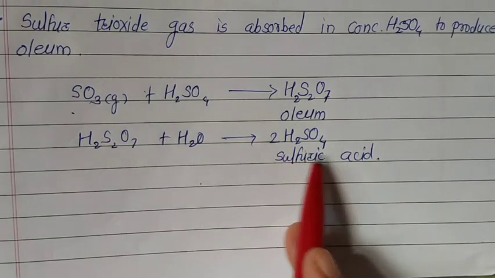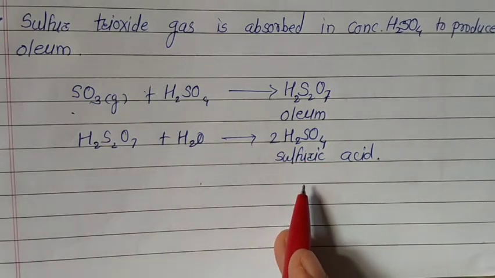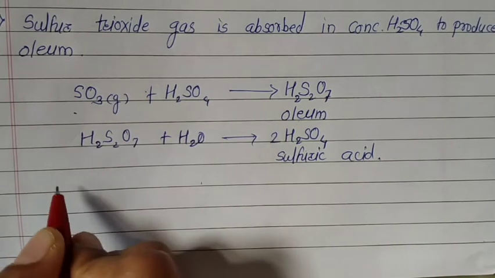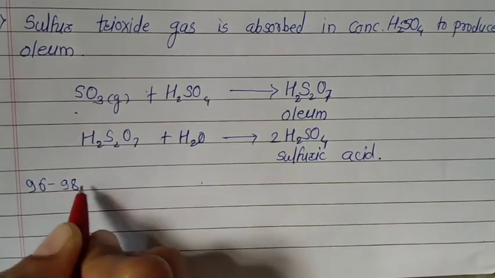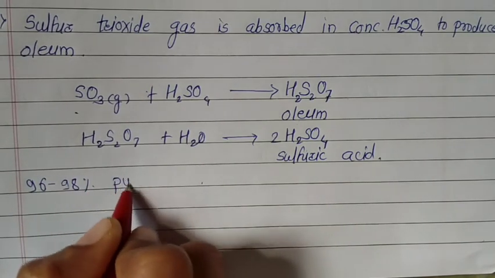The sulfuric acid obtained by the contact process is 96 to 98% pure.